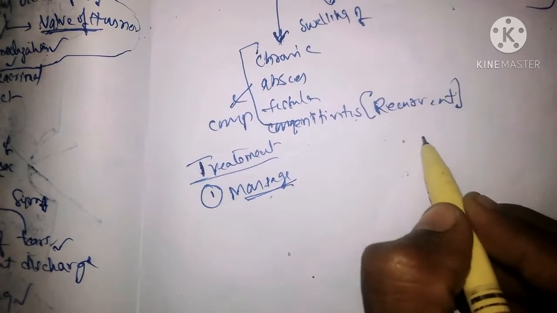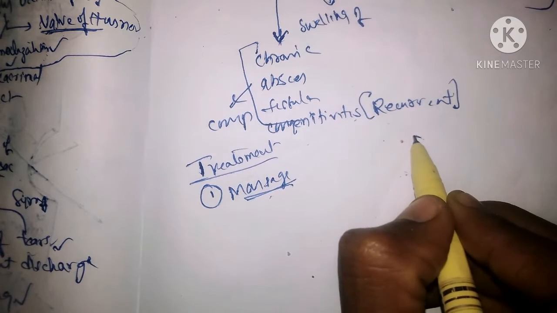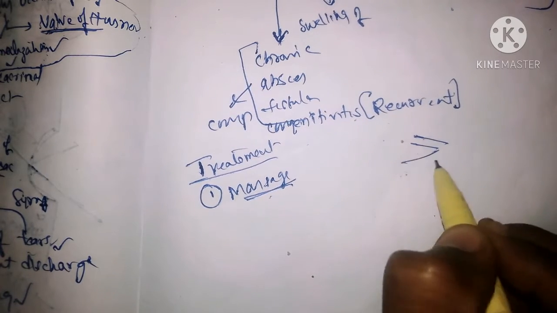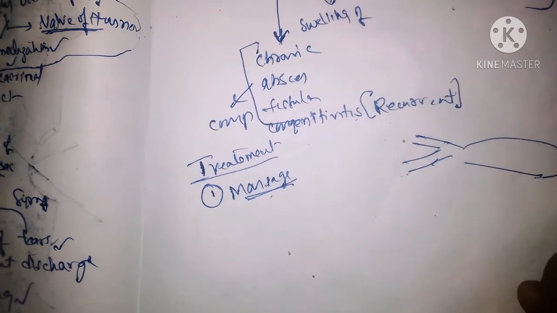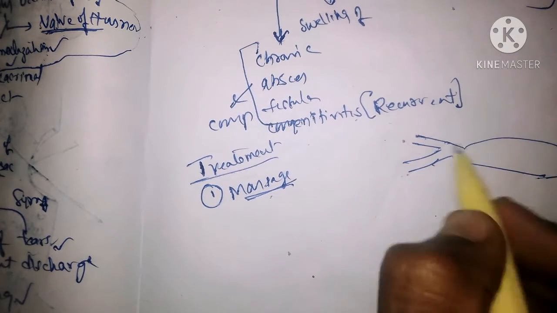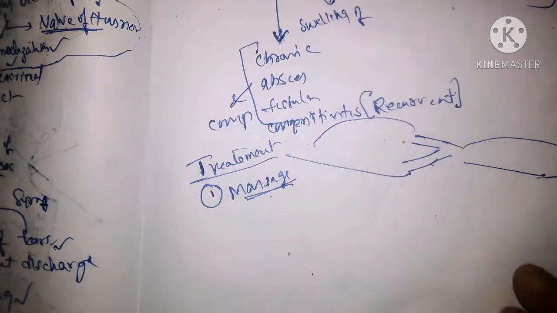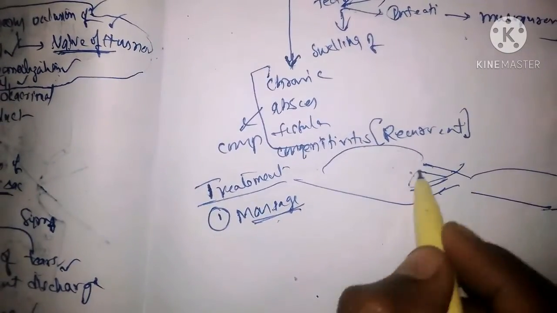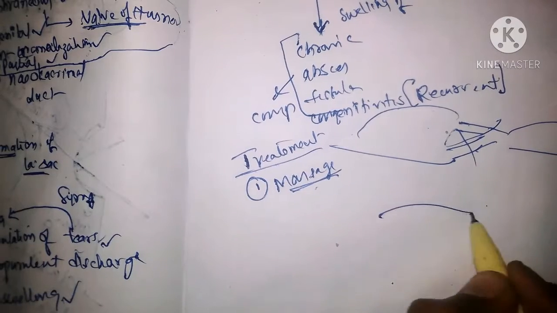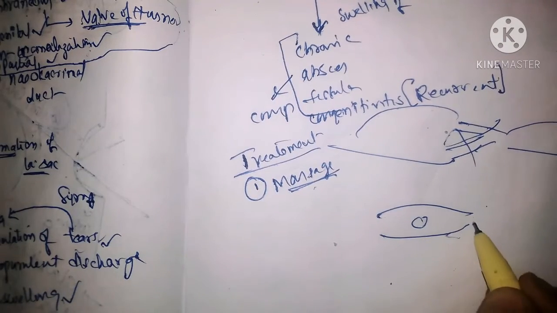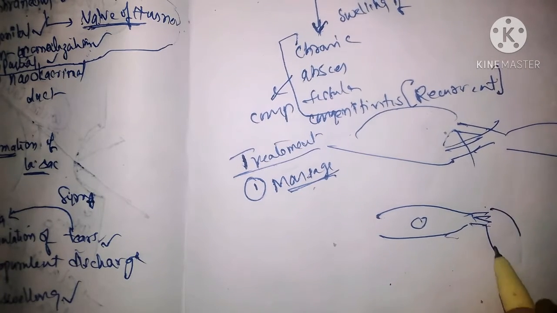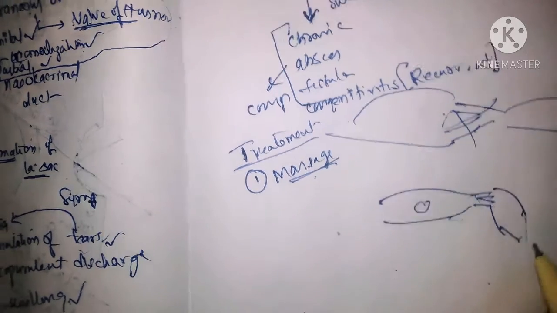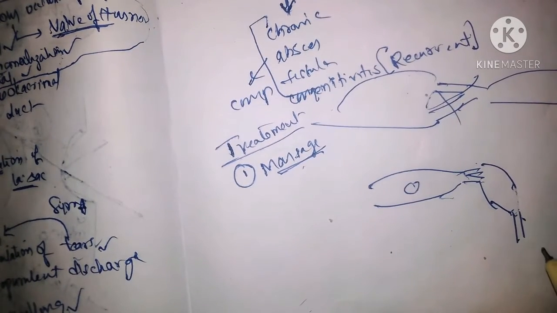See here, if you take anatomy, you will have canaliculi, right? This is followed by the sac. This is followed by the nasolacrimal duct, right? Actually, I'll draw it again. So this is the eye, clear? You will have puncta here and canaliculi, then the nasolacrimal sac, then this is followed by the nasolacrimal duct.